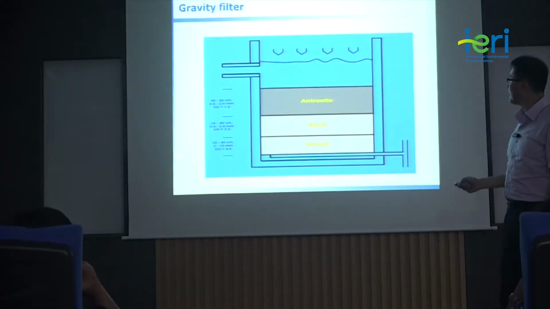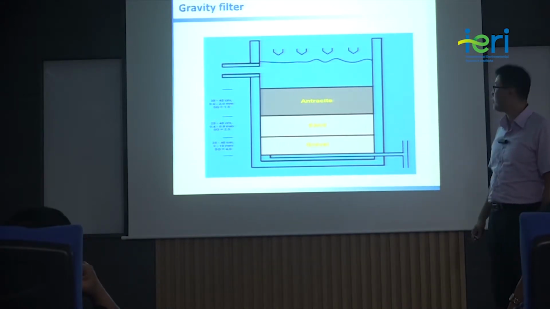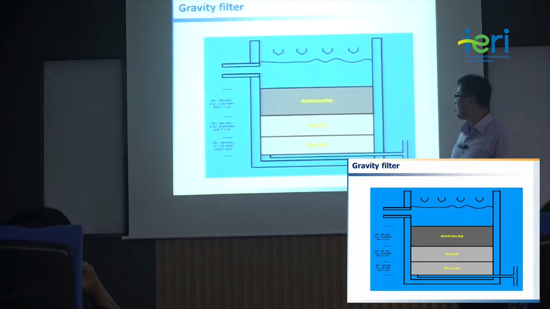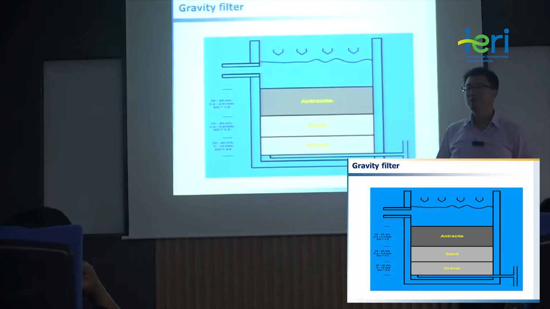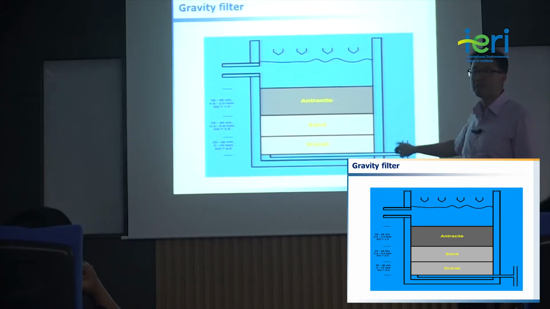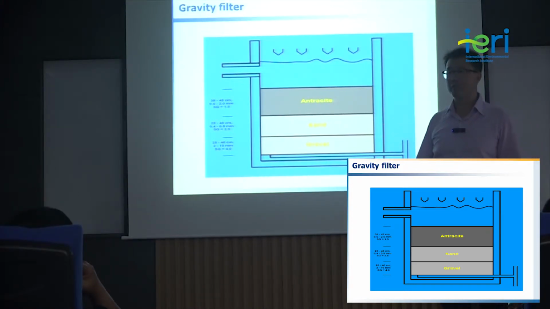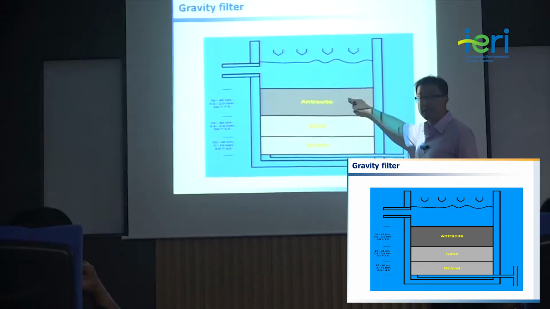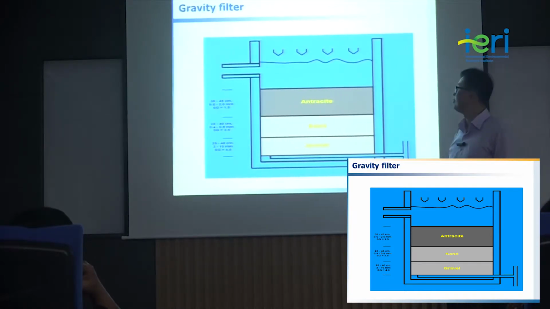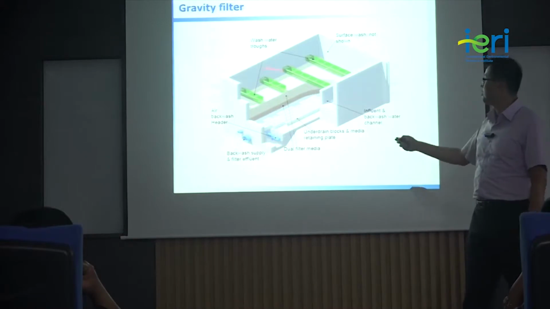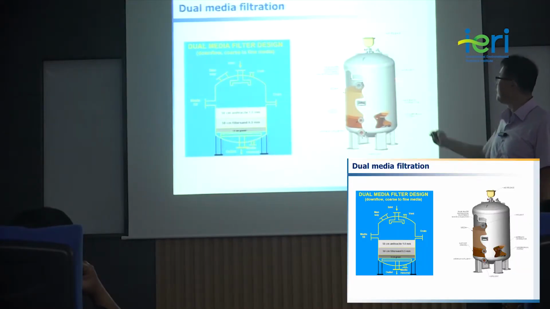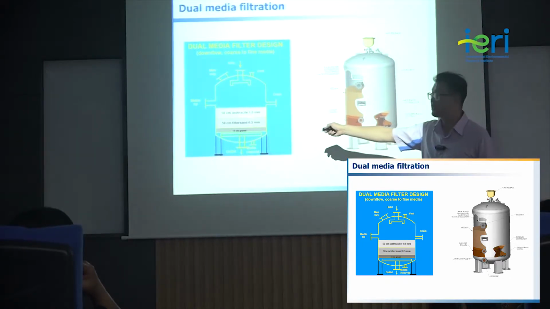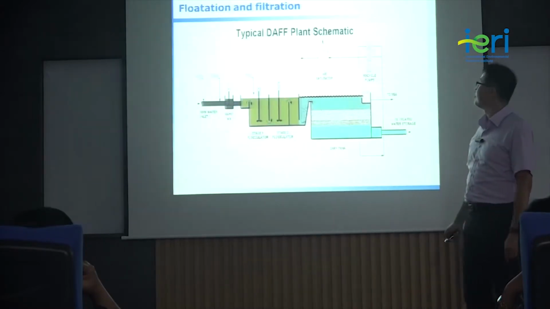This is a picture of a gravity filter. The media is anthracite and sand, so sometimes people call this kind of filter a dual media filter. Two media, dual media. This is another picture, of a pressure filter, still dual media, anthracite and sand.